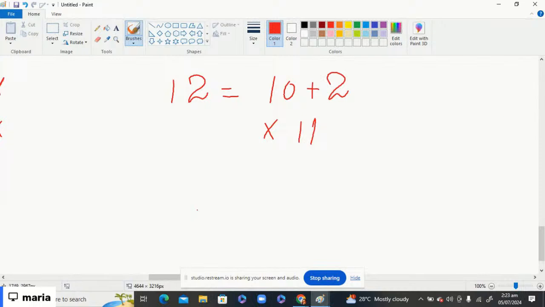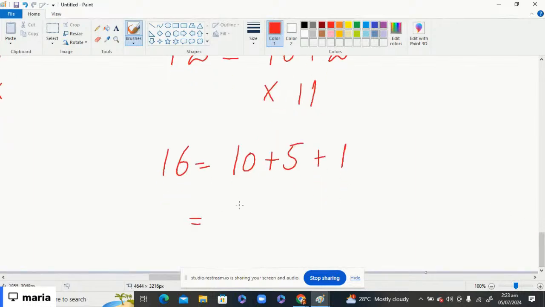Now if I'm going to write it down here for 16. What does it mean? It means that 10 plus 5 plus 1, or otherwise you can say that 10 plus 6. Okay. So for 10 it's X, for 5 it's V, and for 1 it's I. So this is your 16.